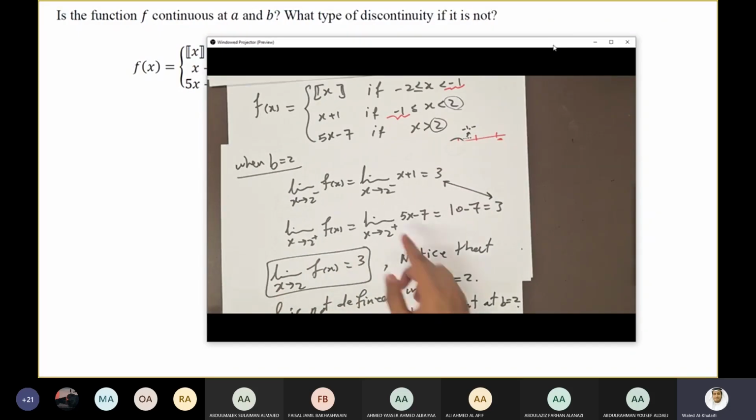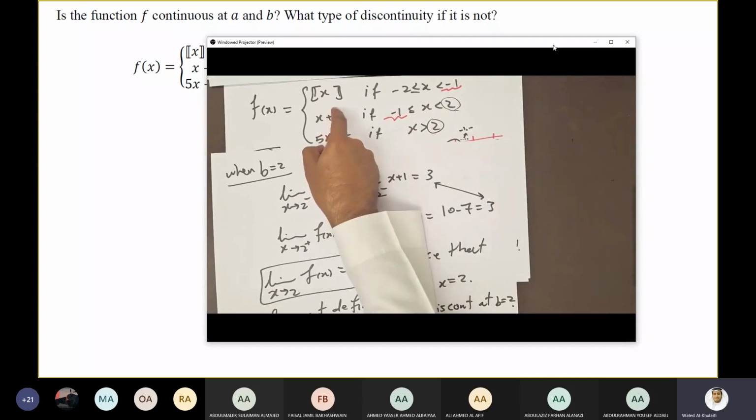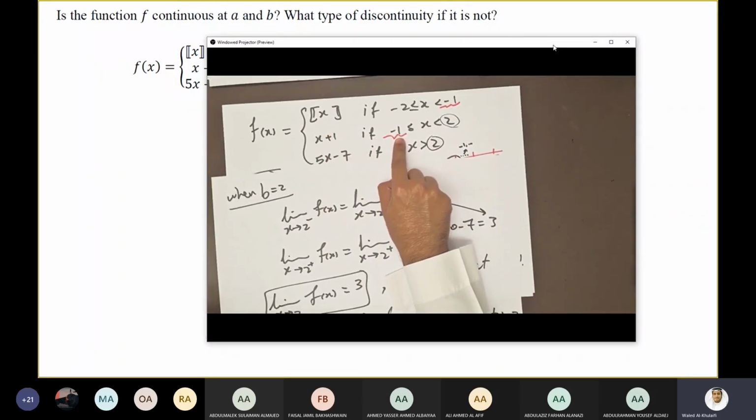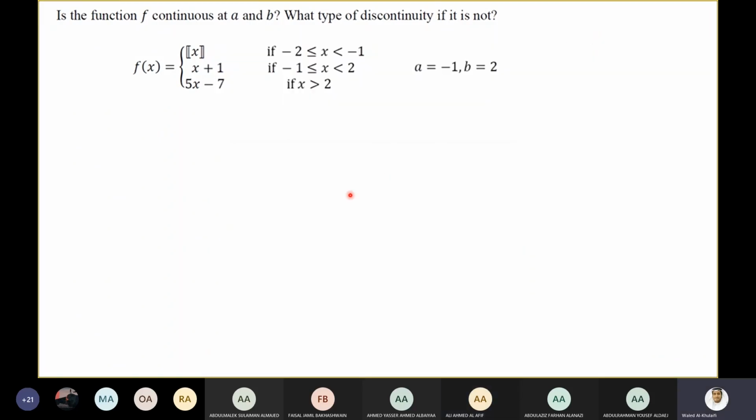infinity. For example, when you have 1 over x plus 1, when you approach -1 from the right, it will give you infinity, right? Minus or plus infinity. Okay, Ali? Yep. Okay.